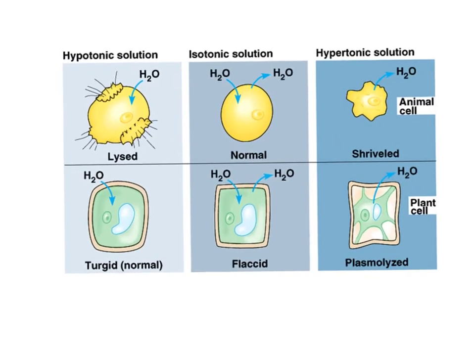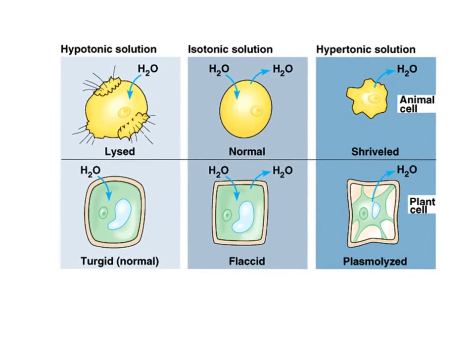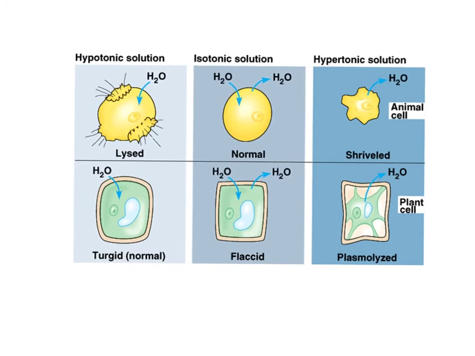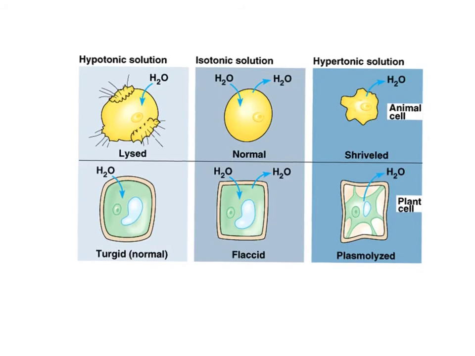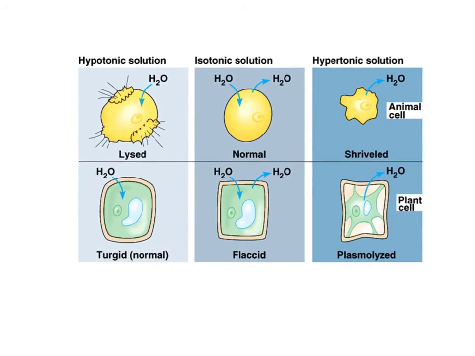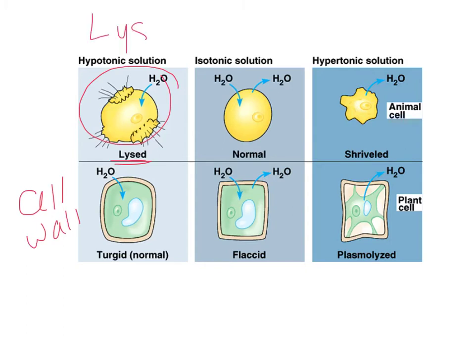So let's take a look at what these hypertonic, hypotonic, and isotonic solutions do to the different kinds of cells. We're going to look in particular at an animal cell versus a plant cell. What's our big difference here? Our plant cell is going to have a cell wall, where our animal cell does not. So in a hypotonic solution, when water is moving into the cell, it can eventually take on so much water that the cell explodes. It goes through lysis. If the cell is lysed, the cell has exploded.